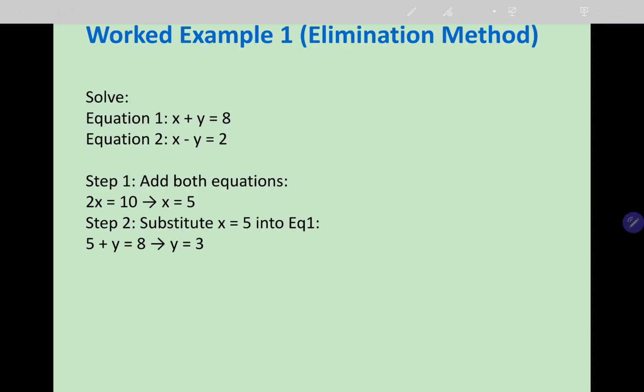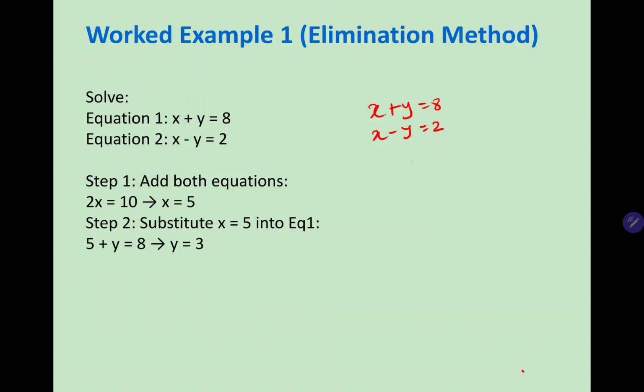any of the equations, and get the second variable. Not much talking, let's go in. So look at this equation. x plus y is equal to 8, and x minus y is equal to 2. This is a very simple simultaneous equation. So in elimination method, you think of the operation to carry out to eliminate one of the variables.